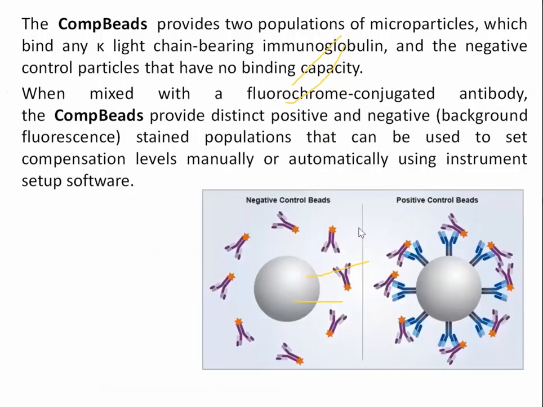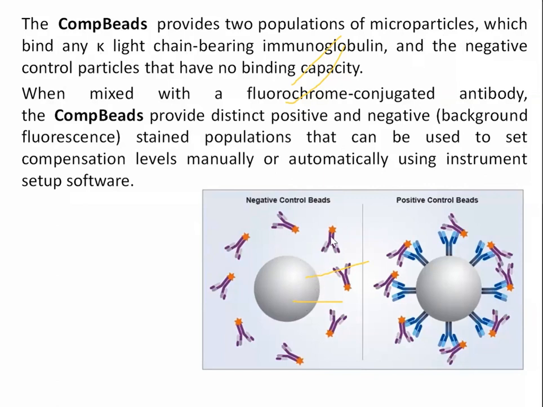Now there is something called beads. Let's see about beads and then cells, which are used as compensation controls. So what are these beads? As I said, these are spherical particles, and they consist of two populations of microparticles, which can bind to kappa light chain. These particular beads can bind to kappa light chain because they are manufactured in such a way that these beads have kappa light chain binding areas.